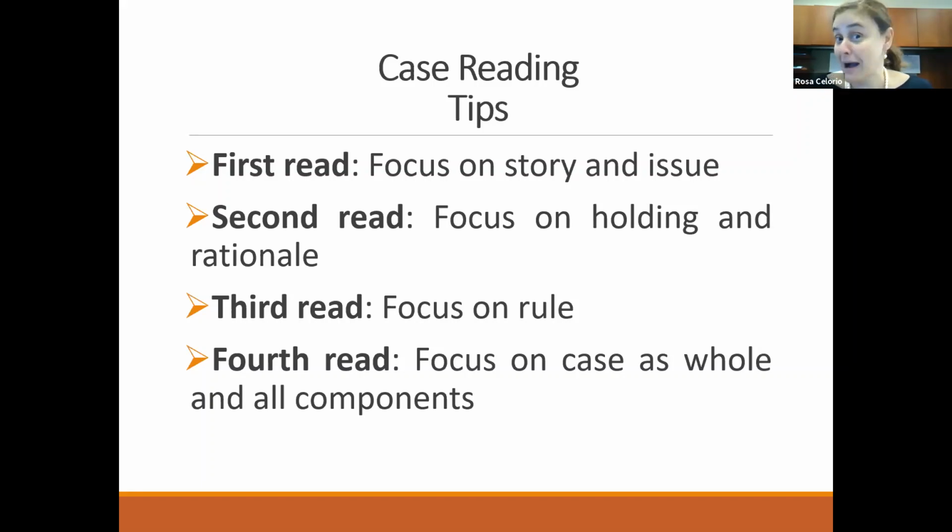We're going to give you a fact pattern, in most of the classes, and we're going to ask you to apply all the legal questions and issues, and cases that you actually discuss in that class to that new fact pattern. So it's a good idea to start training yourself to actually absorb that rule from specific cases. In terms of the fourth read, if you do have time to do a fourth read, you can focus on the case as a whole.